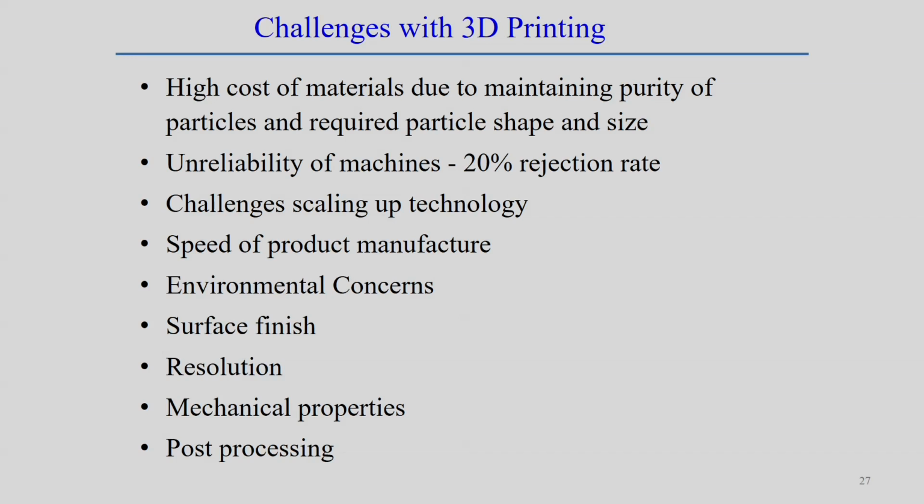So, in that sense the reliability of the machines of a particular metal printing process is questionable, and in most cases we can assume a 20% rejection rate when you try to develop some kind of product. Of course, research is still going on for the development of these machines. Next, challenges in scaling up the technology.